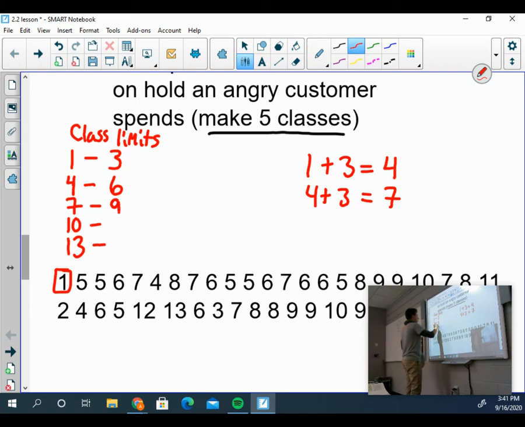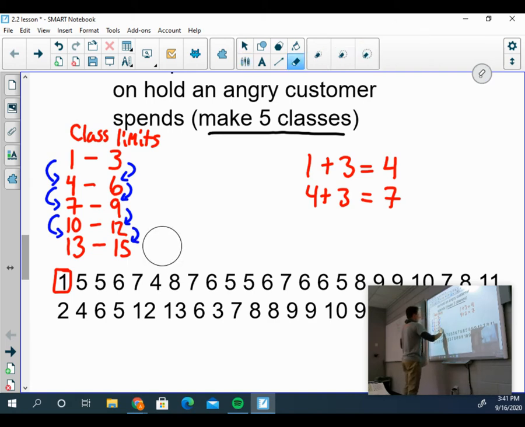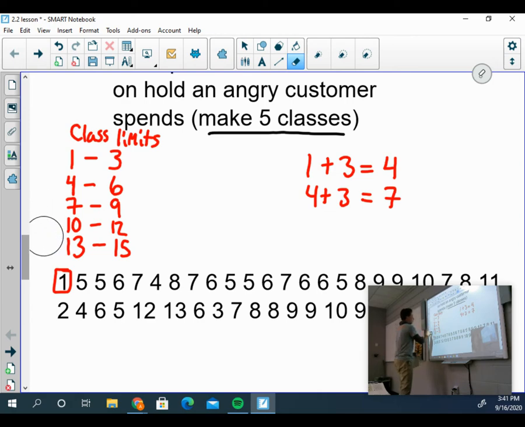How do you know if you've done this right? The difference between your upper class limits, just like your lower class limits, will be 3. So what do I mean by that? I'm going up by 3 with my lower class limits. Why? Because that's the class width. You can observe the same thing with the upper class limits. I'm going up by 3. That is the class width. Okay? So now I have my class limits. This is the framework that we're going to use to create our bars on the x-axis.